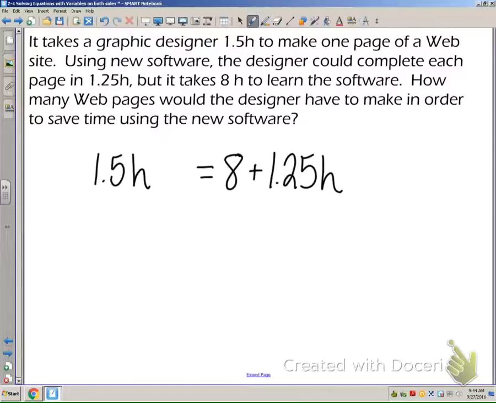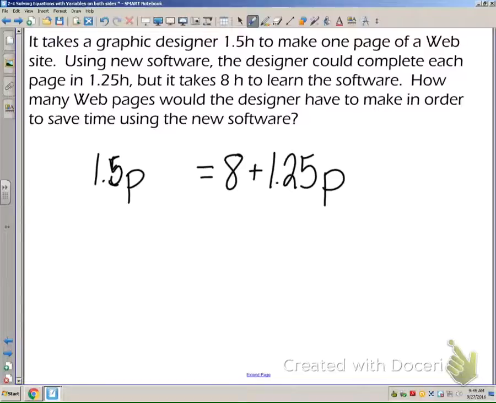So we want to know, when are those two values going to be equal? How many web pages is it going to take him to make, because he's spending an hour and 0.25 for each web page. You can use the H, but really, I don't like that variable. I'm going to change it to P, because with H you're going to think we're talking about the hours. We're not talking about the hours. We're talking about how many hours it takes him to make a page. So it's an hour and a half per page. Over here, it's an hour and 0.25 per web page.